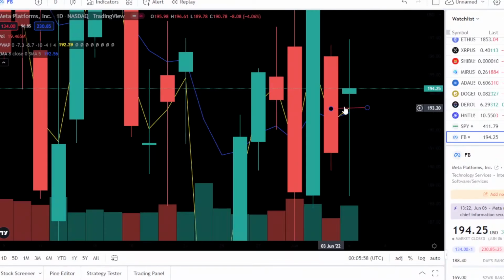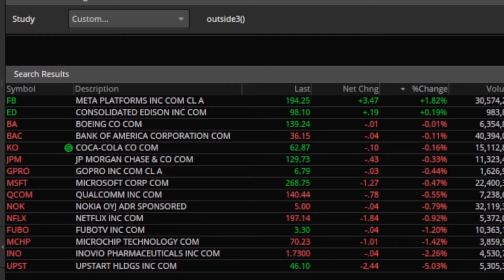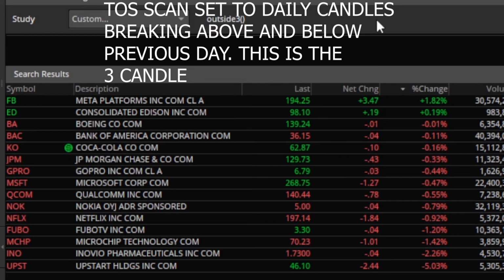In today's video, we're going to be looking at actionable signals. We're going to be using the STRAT, so stick around. It starts right now. So this is how I set it up on the scanner.